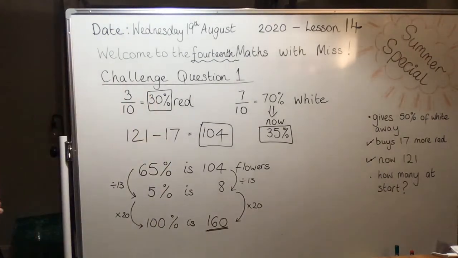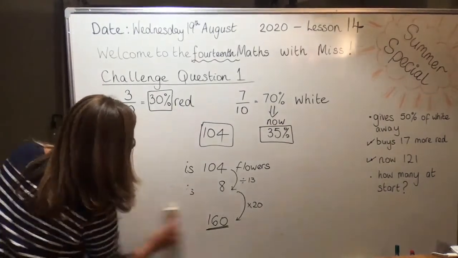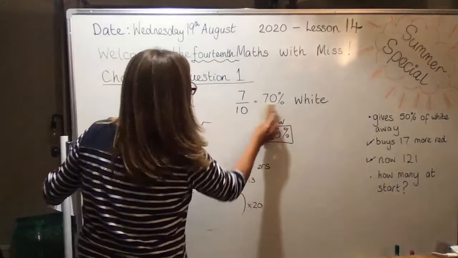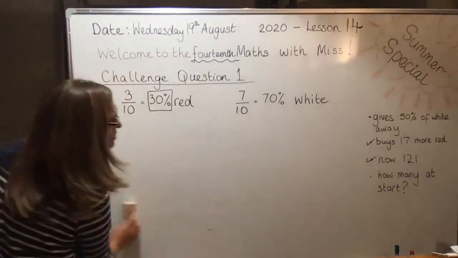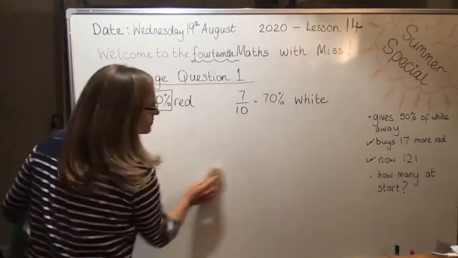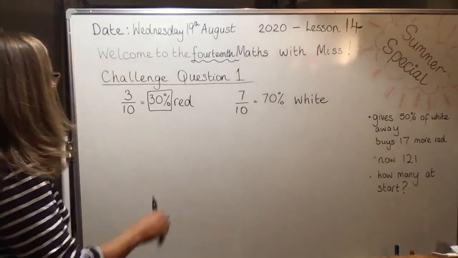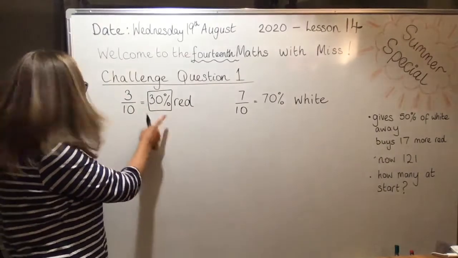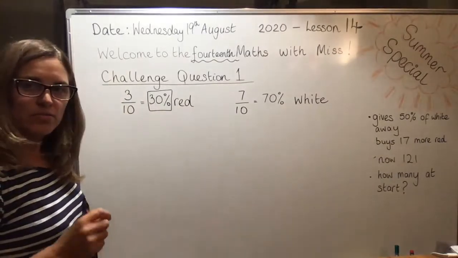So pause, or let me do the bar modeling explanation. Let's take it back all the way to the start. So we've not done any calculations yet. Get rid of our ticks. Okay. So 30%, or 3 out of 10 of our roses are red.